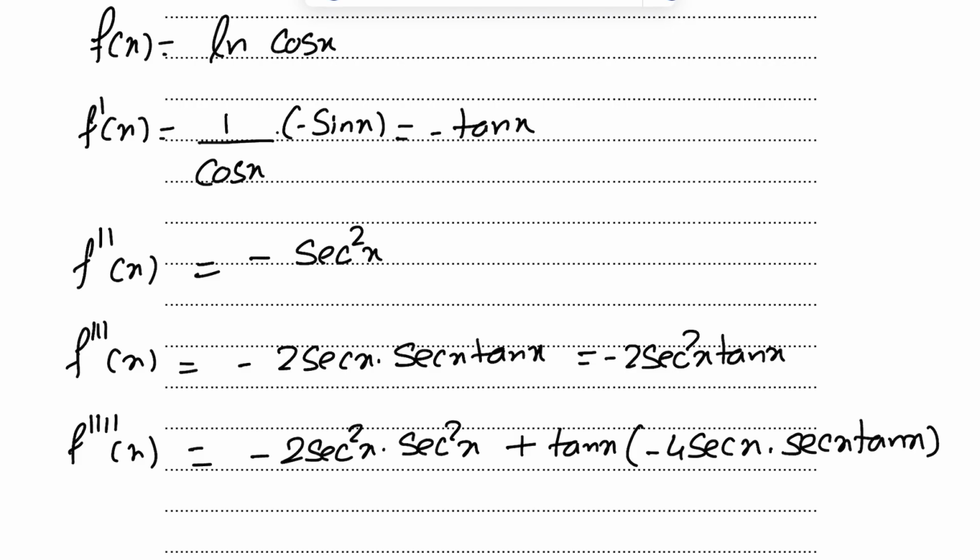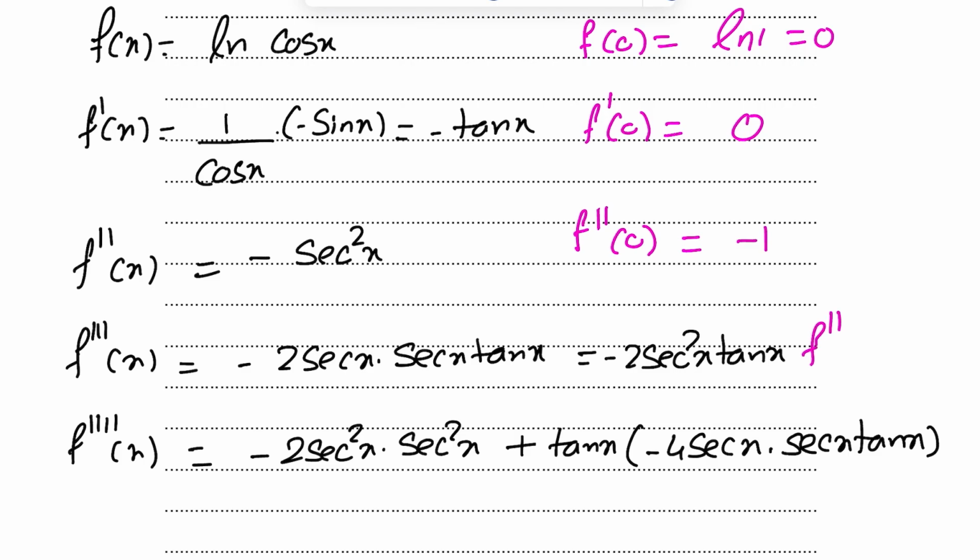Now what am I doing? I am finding the values at zero. So in the function, if I substitute 0, ln cos 0 is ln 1, which equals 0. Plug in 0 in the first derivative, it becomes 0. Plug in 0 in the second derivative, it becomes minus 1. Plug in 0 in the third derivative, it becomes 0. Plug in 0 in the fourth derivative, it becomes minus 2.